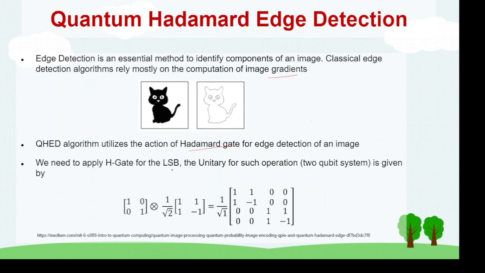We need to apply the Hadamard gate to the least significant bit. So if you have 2 pixels, don't do anything with the first pixel. So put an I gate, or multiply with the identity matrix. This is nothing but the Hadamard gate, right? The unitary matrix for the Hadamard gate. So when you multiply I with H, you will get another unitary matrix, something like this. So this one, we will be operating on the state of the qubits.